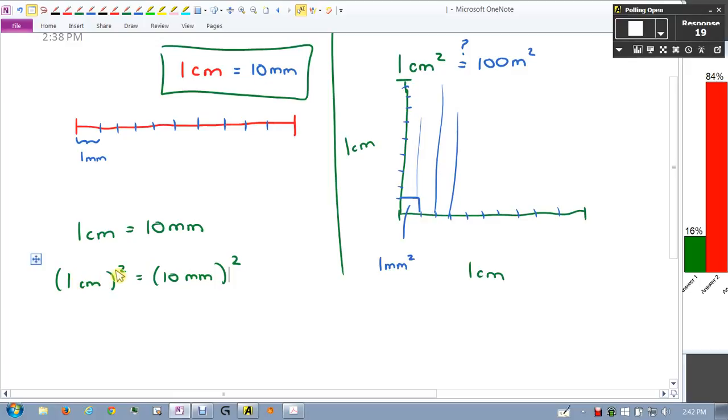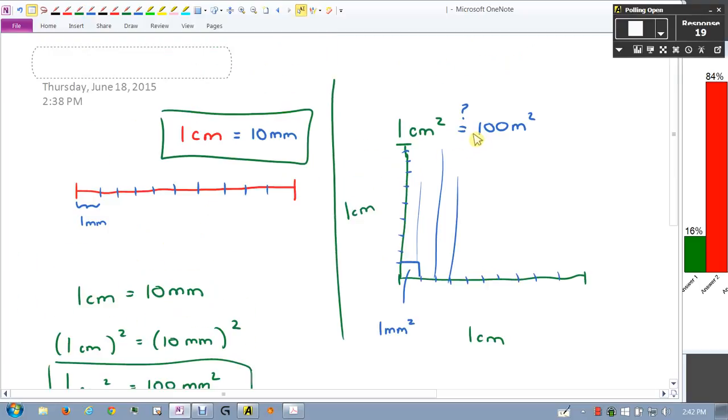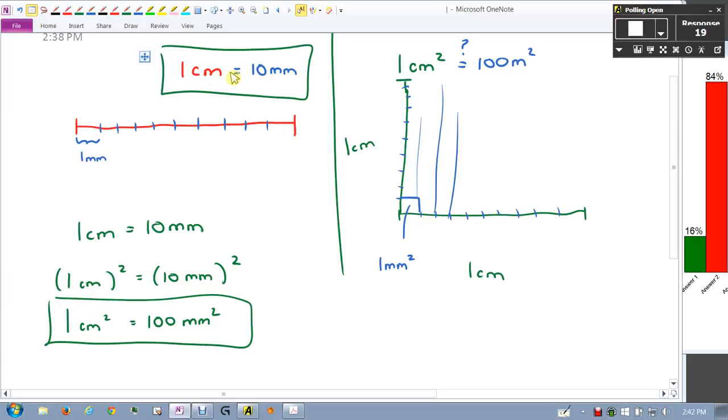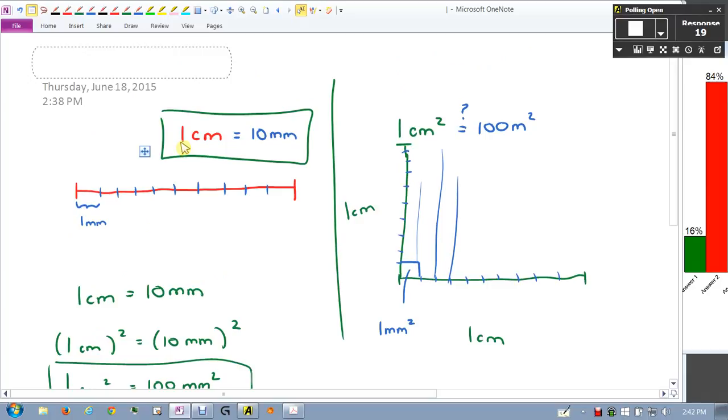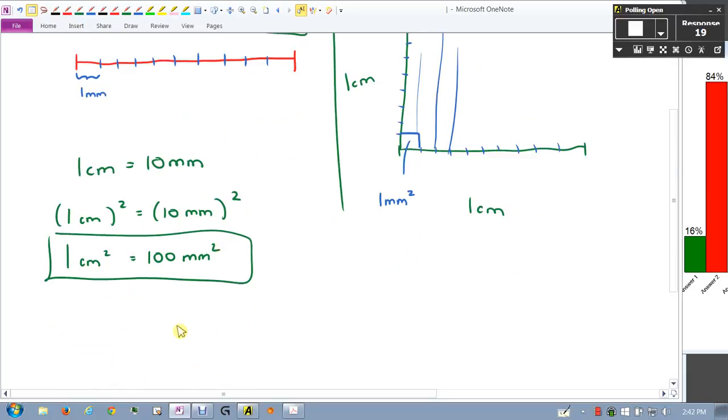1 squared is what? 1. Centimeters squared is centimeters squared. Same thing over here. 10 squared is 100. And millimeters squared is millimeters squared. Do you see how I'm able to get the correct conversion by understanding what happens to this basic unit and just squaring both sides? Do you see I could do the same thing with cubing on both sides? Yes? If I wanted to know what 1 cubic centimeter was, I would cube both sides of this, and I would get 1,000 cubic millimeters.